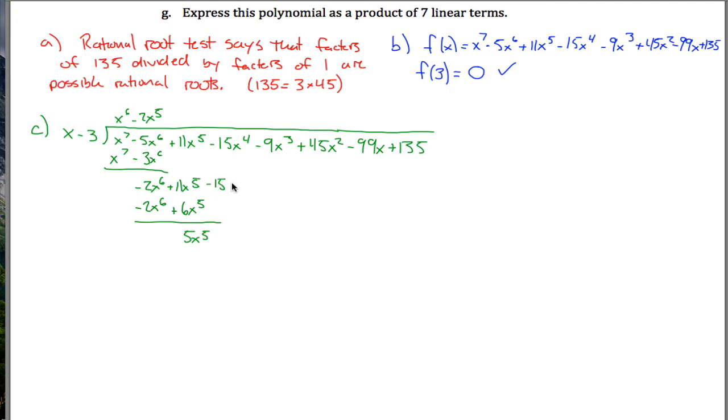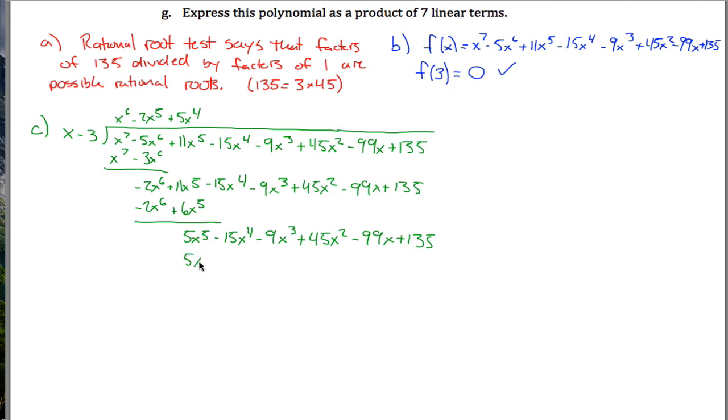Maybe I'll bring these down in every step, although you don't need to. Maybe it's less likely that stuff will get lost if I bring everything down. So I got 5x to the 5th and then the rest of this stuff: minus 15x to the 4th minus 9x cubed plus 45x squared minus 99x plus 135. Now what I need to do is put something up here so I get rid of 5x to the 5th. That something is 5x to the 4th, which gives me 5x to the 5th, and if I multiply that times negative 3, I get negative 15x to the 4th. And now I can subtract.